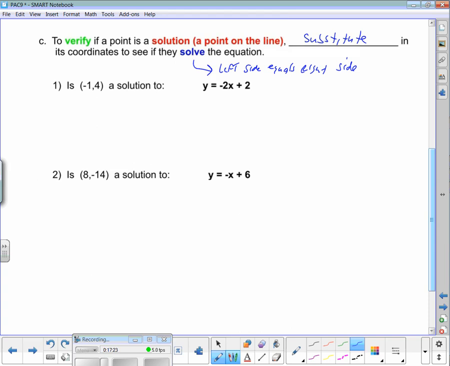So we have two examples. In the first example, we say, is the point negative 1, 4 a solution to y equals negative 2x plus 2? All right, don't forget the pair is ordered, right? Who comes first, x or y? X. So the negative 1 is the x, and the 4 is his girlfriend.